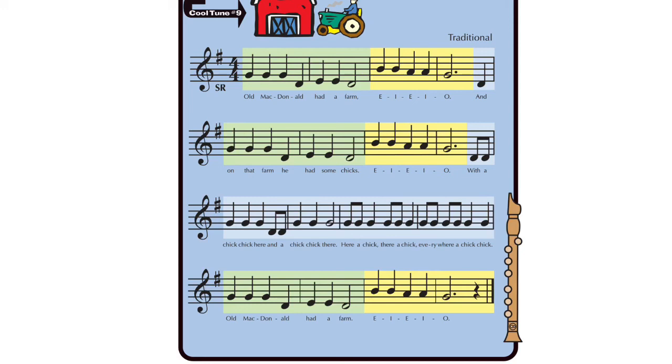All right, but let's try it. Let's try playing along. And if you mess up, for now, because we're playing together, just keep on going, try to catch up. But you can always pause the video and work on your trouble spots later. 1, 2, here we go.